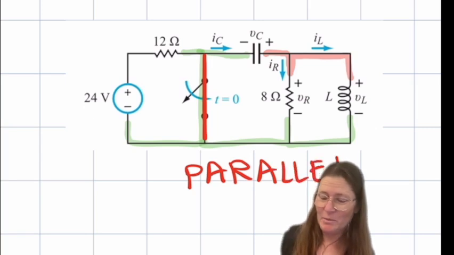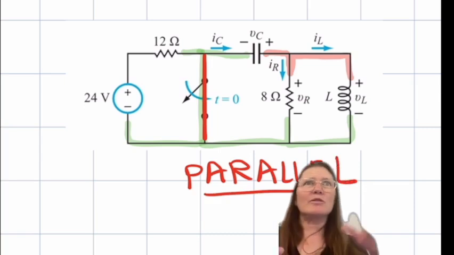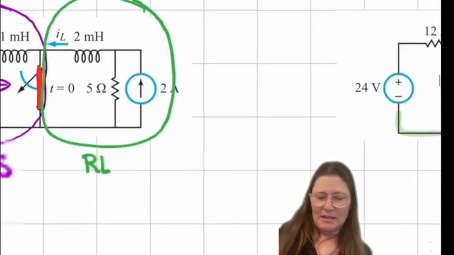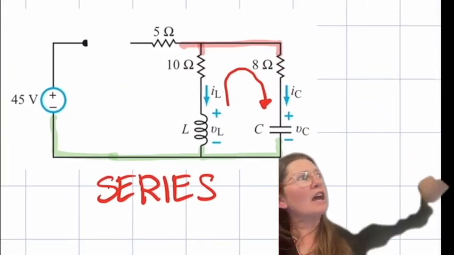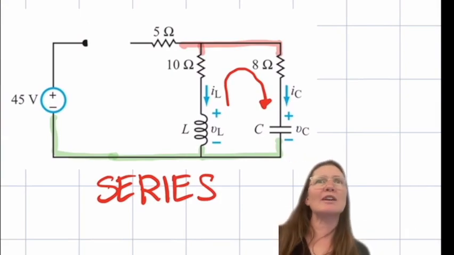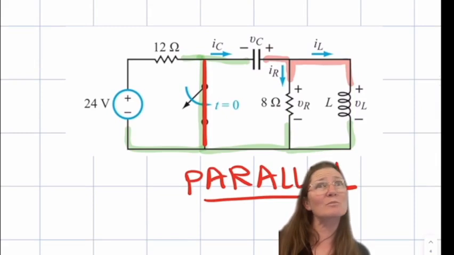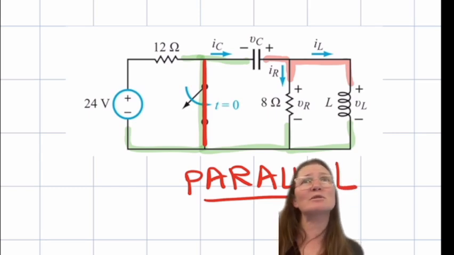So this one would be parallel. Unlike the other one, let me go back to that one, where you just have the single branch, this one has the resistor in between them, so you actually get 3 different branches. Because of that resistance, it does cause them to be in parallel.